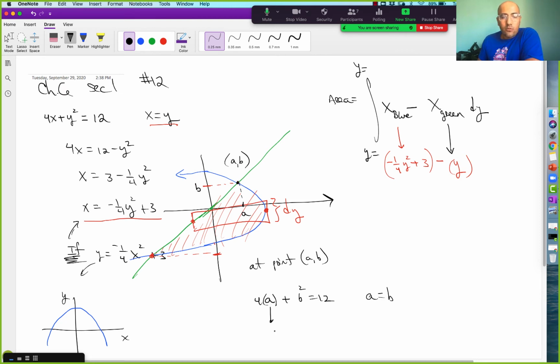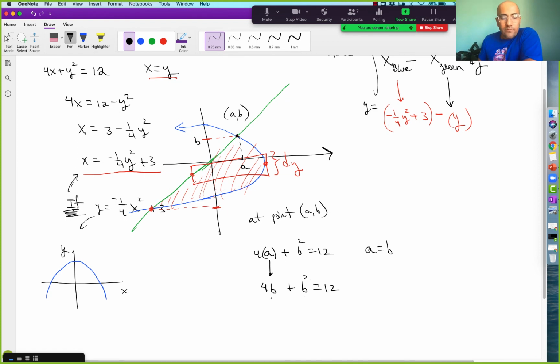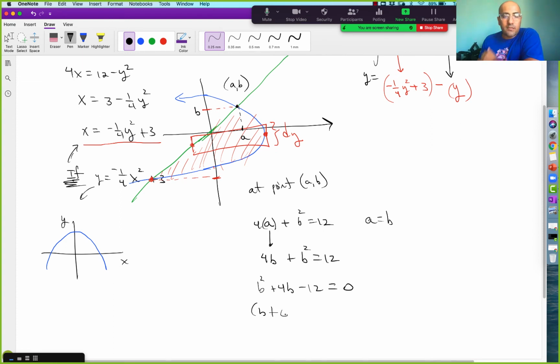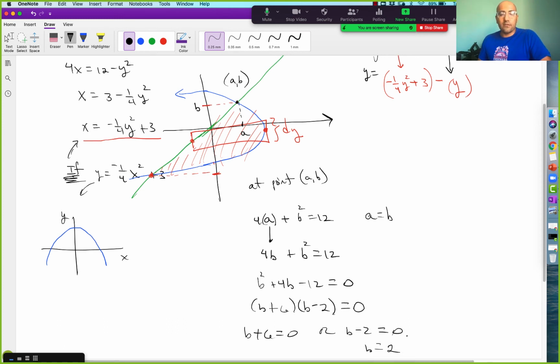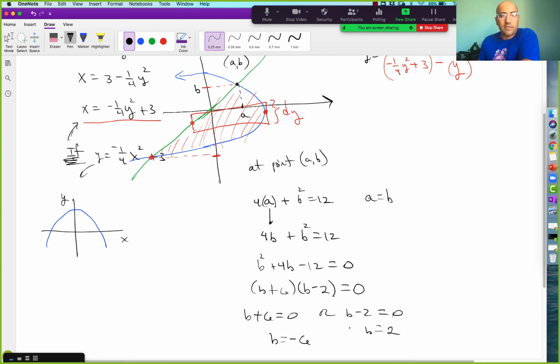So a equals b, so this would just be 4b plus b squared equals 12. So then that means that b squared plus 4b minus 12 equals 0, which means that b plus 6, b minus 2 is the way that factors. b squared minus 2b plus 6b gives you the 4b, minus 12. Good. So that means that b plus 6 equals 0, or b minus 2 equals 0. So b equals 2 is one answer, and b equals minus 6 is the other answer.